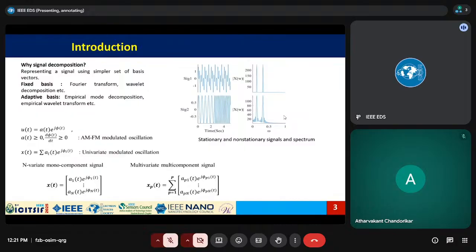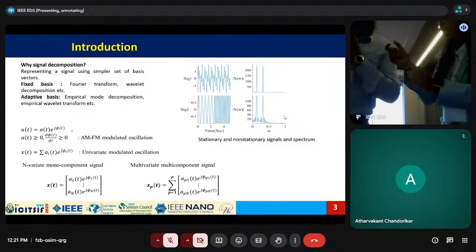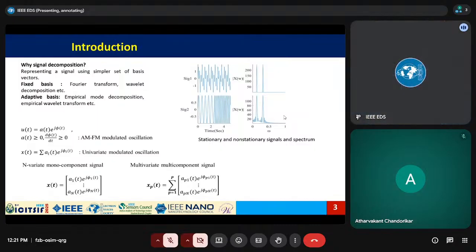Motivated by that, there have been two directions in the literature. One direction is fixed basis, where we design basis functions from our side and represent unknown signals in terms of such functions. The other is adaptive basis functions. Here we develop algorithms, and these algorithms obtain such functions from the signal. Examples include empirical mode decomposition, empirical mode transform, etc.